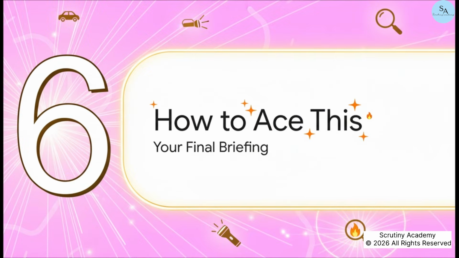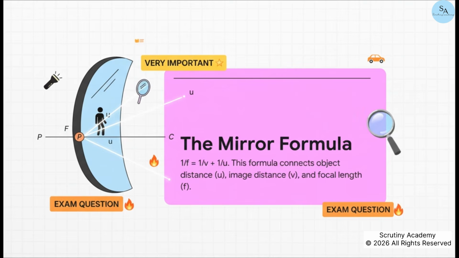Okay, you get the concepts. Now for the most important part. How do you get full marks? Consider this your final briefing for absolutely acing this chapter on your exam. First up, the mirror formula. Now don't get scared by the fractions. It's just a really neat equation that links three key things: u, the object's distance, v, the image's distance, and f, the focal length. If you have any two of them, you can always find the third. It's a super powerful tool for solving problems.